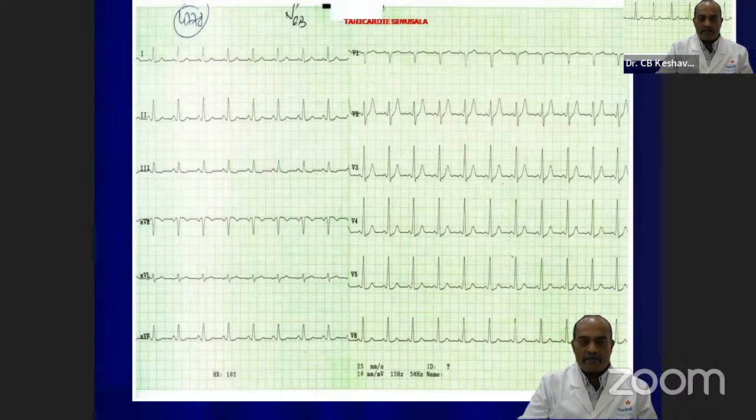So this is another example of sinus tachycardia. The PQRS are very closely related. The ST segments are normal. The QRS is absolutely regular. The RR intervals, which we see in the rhythm leads, are all very, very regular. So this is an example of sinus tachycardia. Very simple and easy to make out.